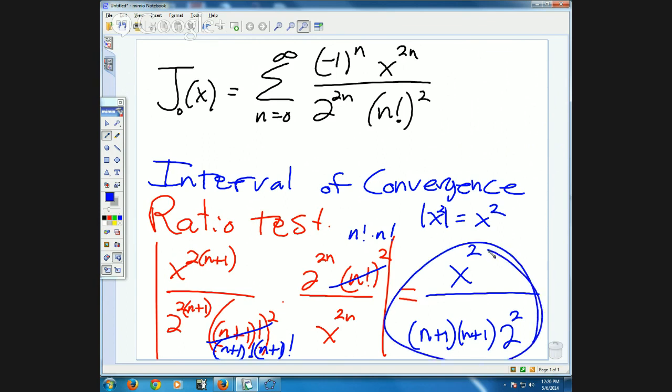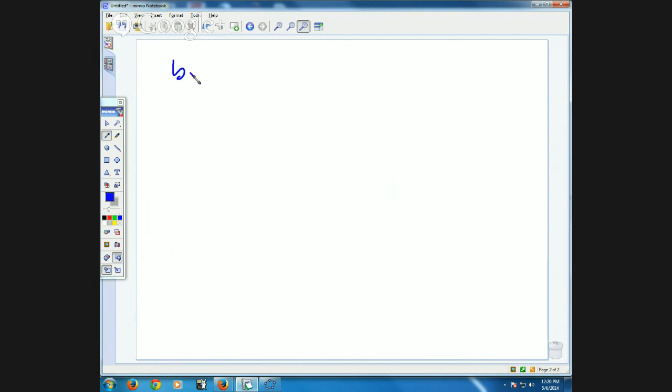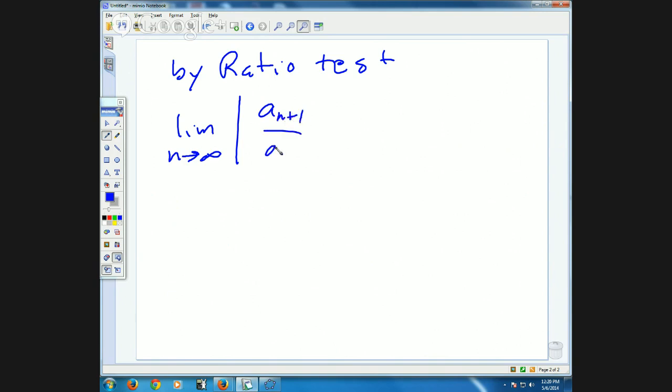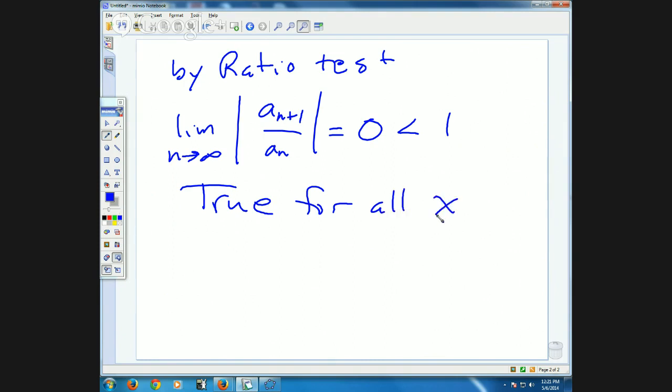What happens as n gets big? The numerator's fixed, the denominator gets bigger. Yeah, so this thing goes to 0. Okay, so by the ratio test, our limit as n increases of the absolute value of a sub n plus 1 over a sub n went to 0. The ratio test says that should be less than 1. Since x isn't present, that means it's true for all x values. True for all x, which implies r is infinite.